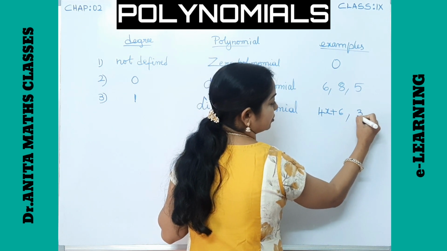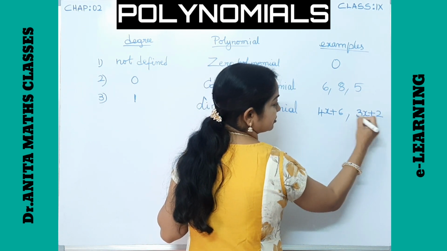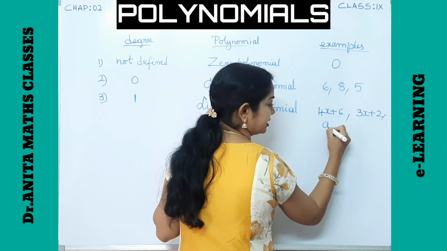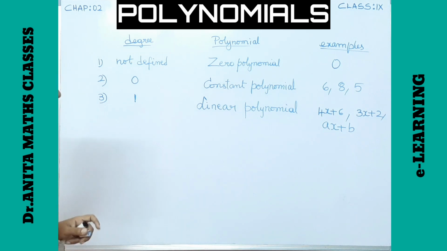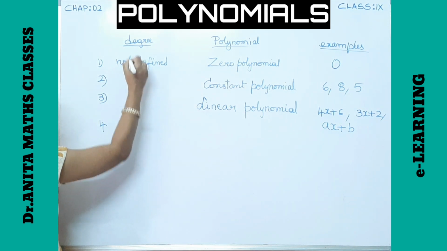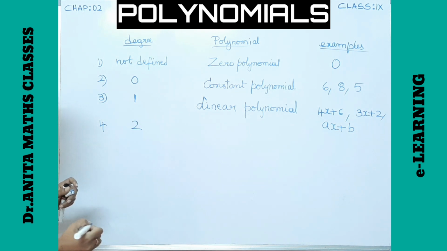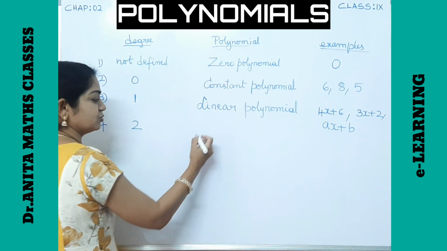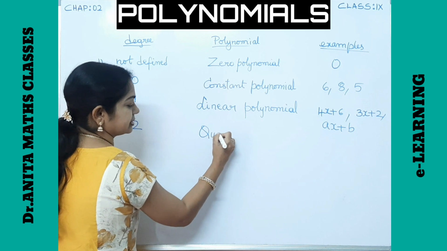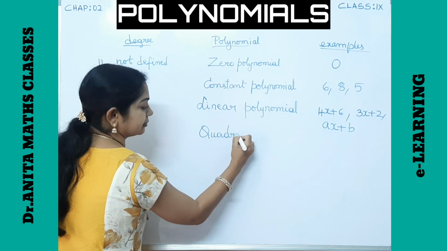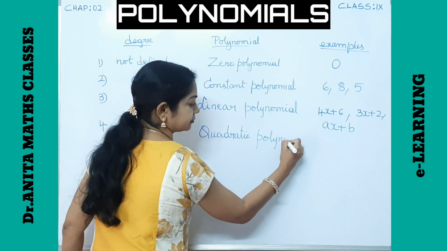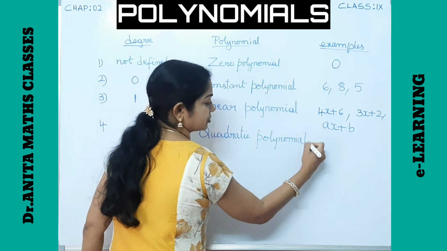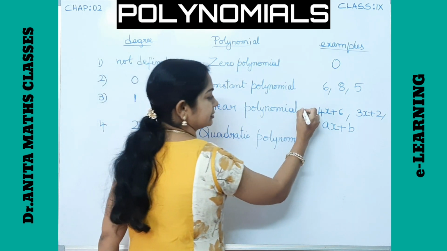Likewise, you can also take 3x plus 2. So these are all linear polynomials. In general, ax plus b is the general form of a linear polynomial. Now the next one, if the degree is 2, that means the highest power of the variable is 2, we call that polynomial a quadratic polynomial. Example of that is here.